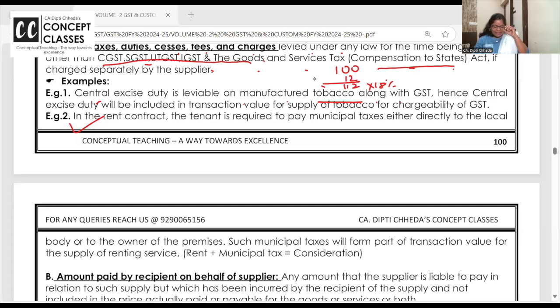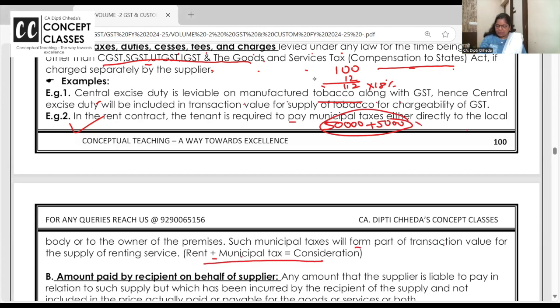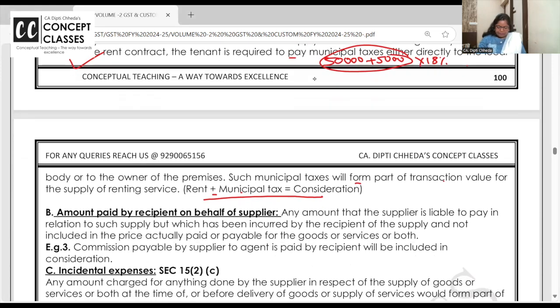Okay, this one is nice. See, when I am receiving the rent from you, along with rent, I am also collecting the municipal taxes, because it was agreed between us that the tenant is going to bear the municipal tax. So rent is 50,000, 5,000 is municipal tax. You are paying me 55,000. So will it be added as a part of the transaction value, and on this GST will be charged? Answer is yes.